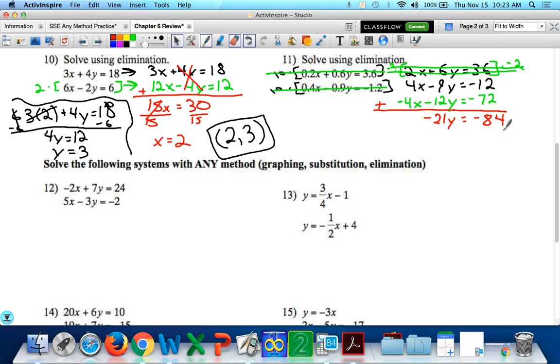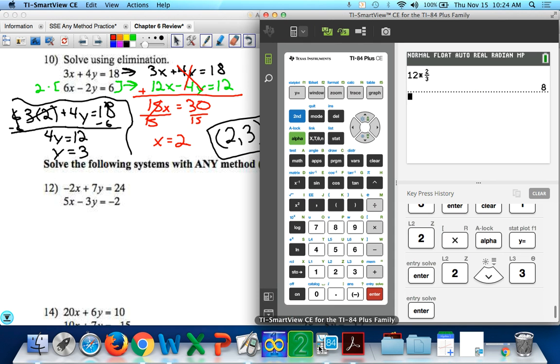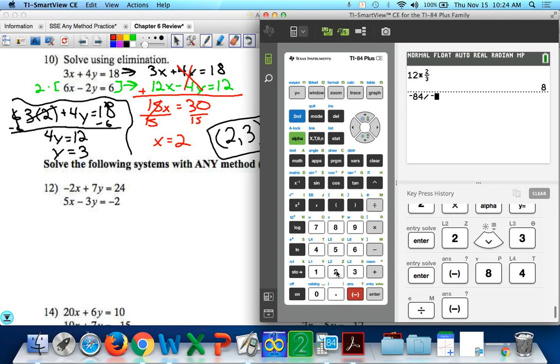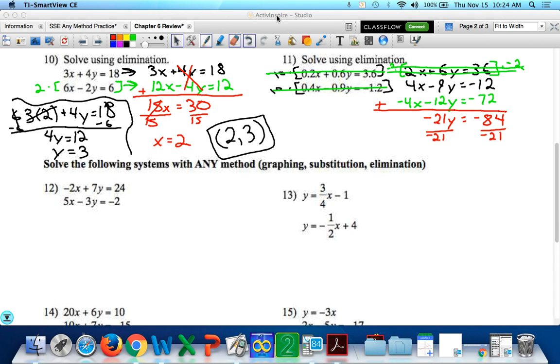And I'm starting to fret a little bit because these are some really weird numbers. I'm going to continue working and see if I get a nice whole answer. Negative 21 divided on both sides, and that should be just a 4. Negative 84 divided by negative 21 is just a regular 4. So y equals 4. That's half my answer, only half.